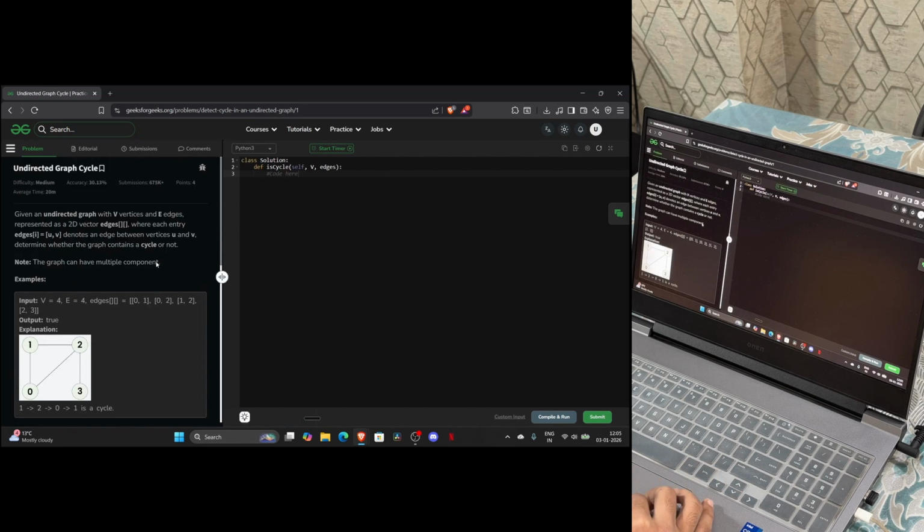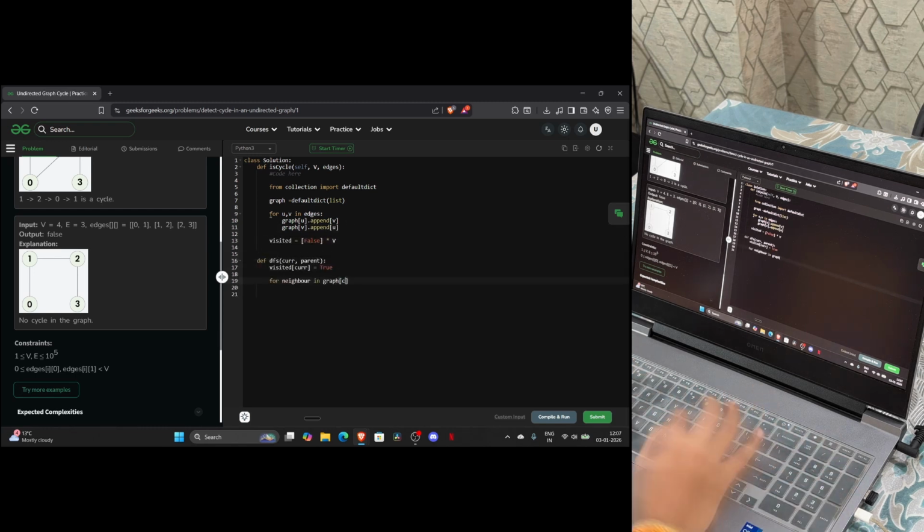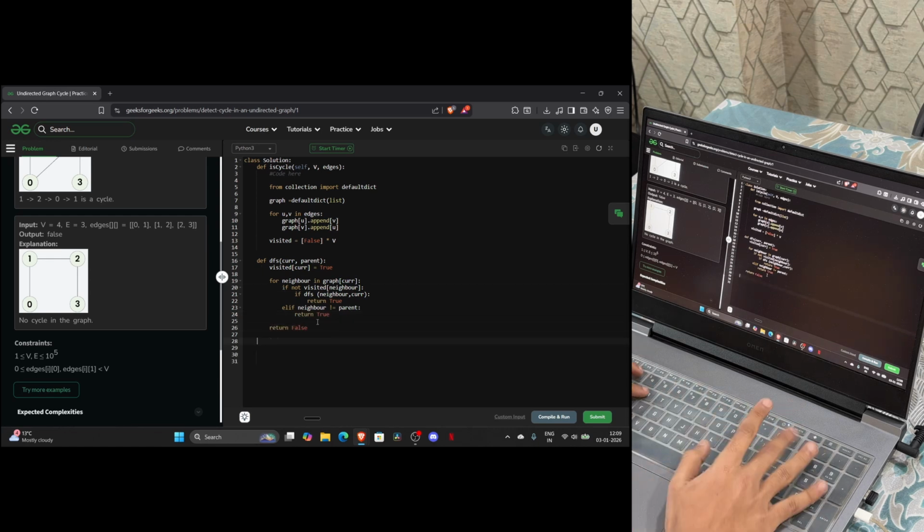The parent check is crucial because the edge back to the parent doesn't form a cycle in undirected graphs. If any DFS call detected a cycle, I returned true. Otherwise, the graph was acyclic.